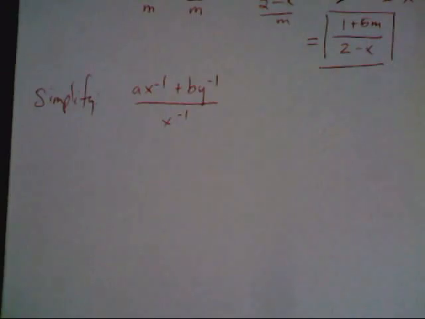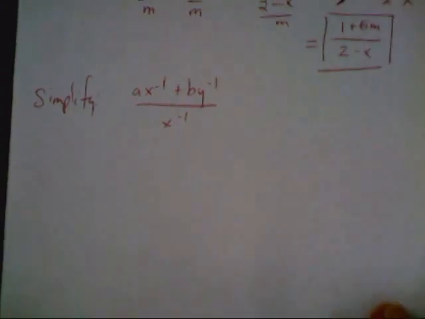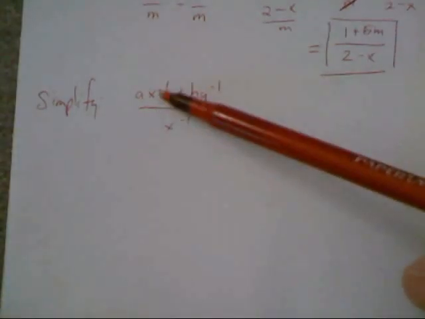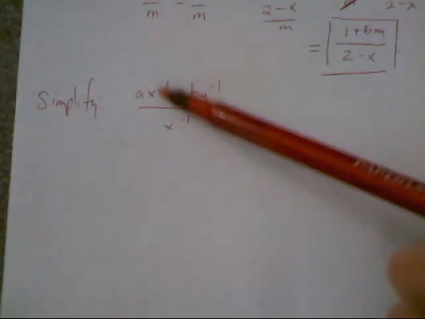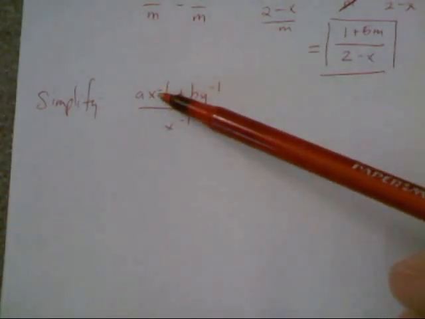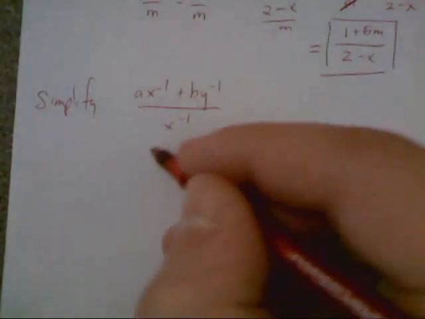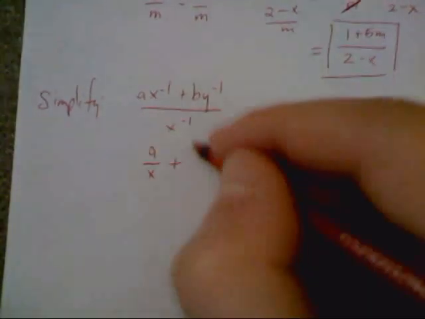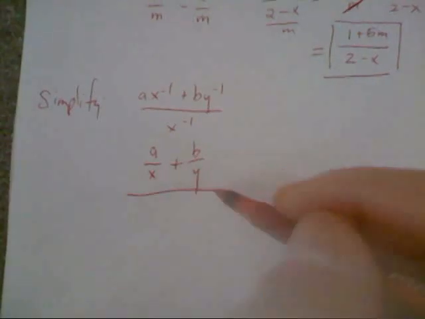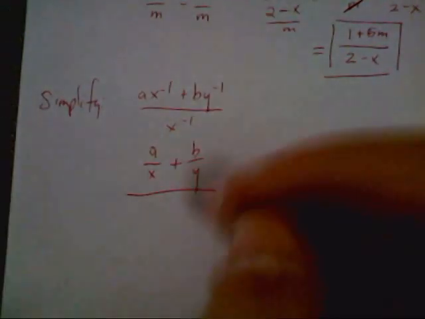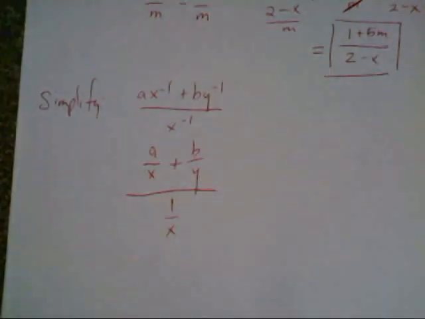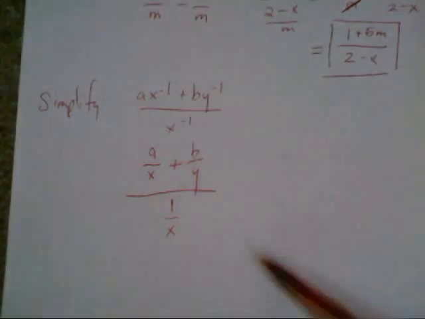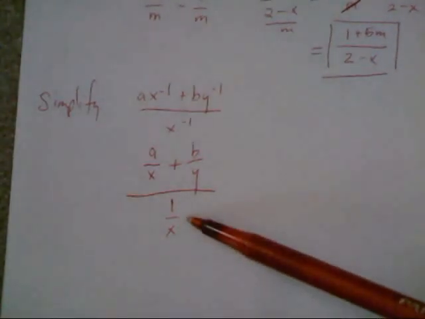Yeah, make them a denominator, right? Now the key here, where most people make a mistake on these problems, is they want to take this and move it down here. We don't want to do that. We want to make this the denominator of the numerator. So it should be a over x plus b over y. On bottom, what should we have? Yeah, the denominator should be 1 over x. So we don't put them into the overall denominator, we put them into the denominator of the numerator and the denominator of the denominator.